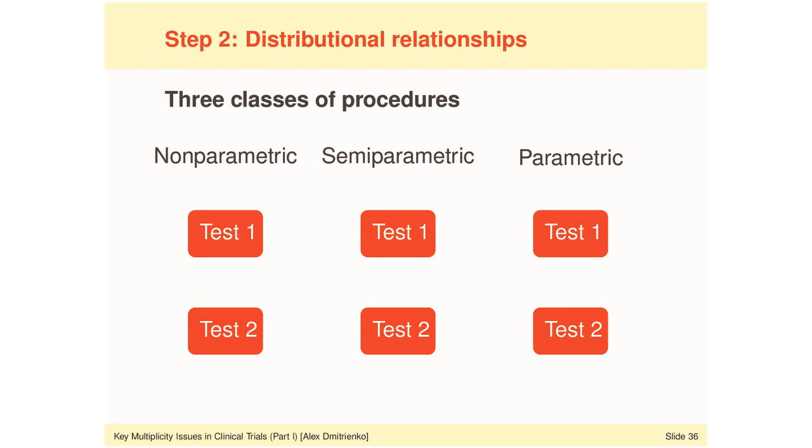Since the joint distribution of test statistics is only partially specified, we will connect the two tests in this diagram using a dotted line. In other words, within the semiparametric framework, there is a connection among the test statistics, but it's a kind of dotted connection. Some parameters of the joint distribution may be unknown.